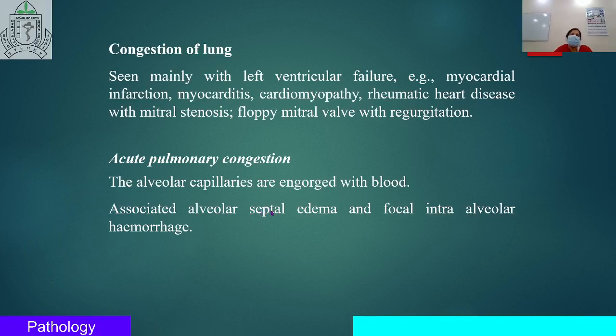Two vital organs are affected by congestion. Congestion of the lung occurs in left ventricular failure, which occurs due to myocardial infarction or myocarditis, cardiomyopathy, rheumatic heart disease with mitral stenosis, or floppy mitral valve with regurgitation.